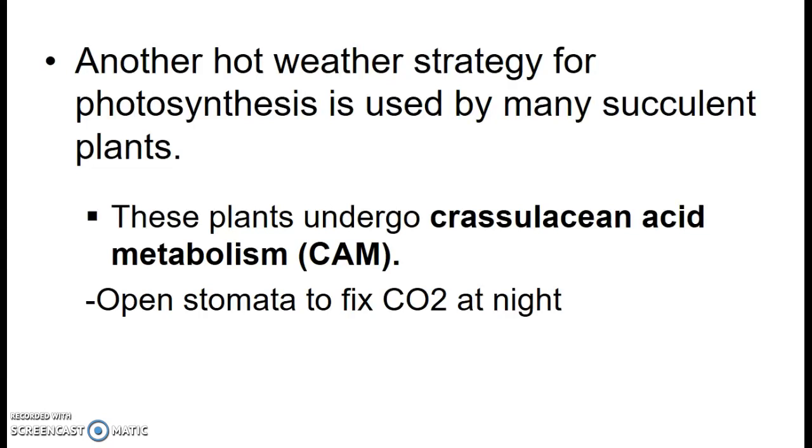The other alternate pathway I wanted to mention that plants use to deal with hot weather and the problem of water loss and letting in carbon dioxide is called CAM metabolism, or crassulacean acid metabolism. And it is a pathway for photosynthesis that allows the plant to open the stomata at night to take in CO2 and then to keep the stomata closed during the day so that not as much water is lost that way.